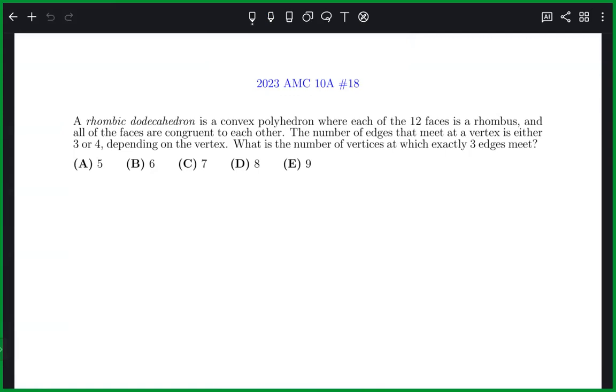A dodecahedron is a convex polyhedron where each of the 12 faces is a rhombus, and all of the faces are congruent to each other. The number of edges that meet at a vertex is either 3 or 4, depending on the vertex. What is the number of vertices at which exactly 3 edges meet?